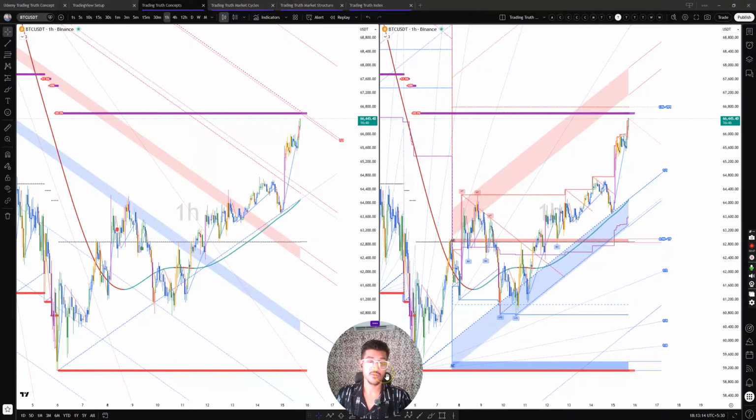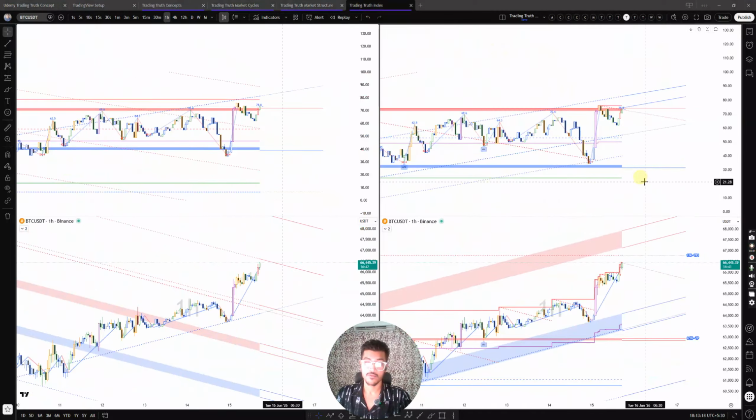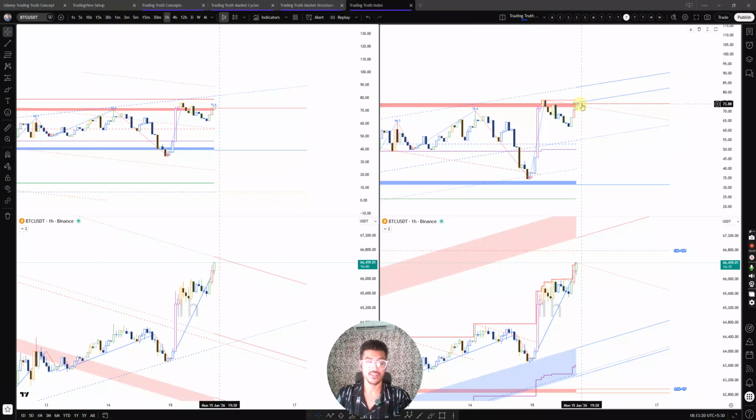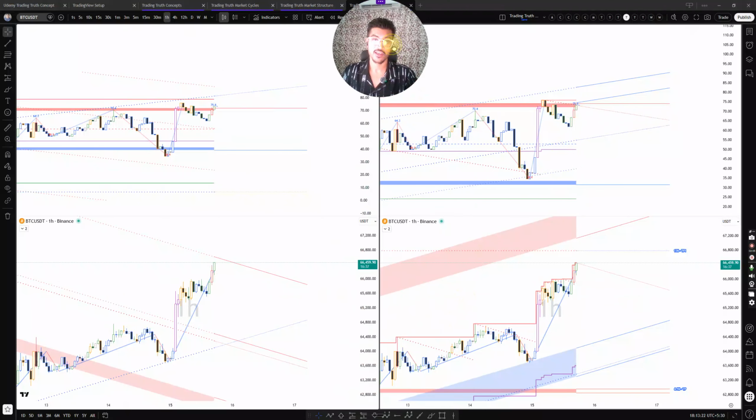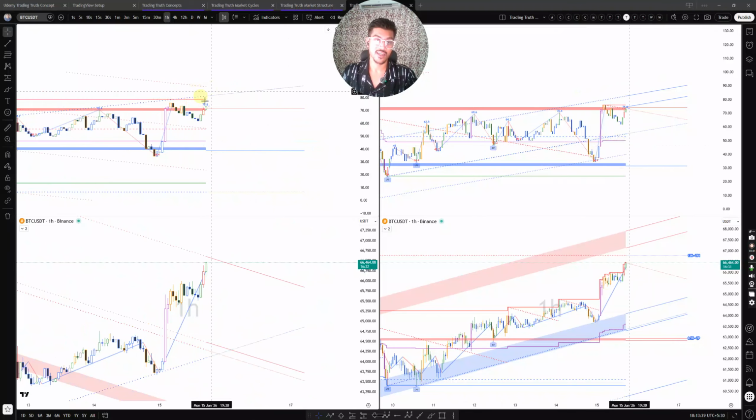There's another way to find out if there is going to be resistance or not, and I figure that out with the trading truth index. Right now it's in resistance, so it's going to make a top around here. It's going to be taking profit, and then market will reverse a little bit.